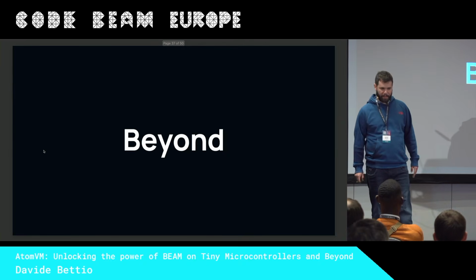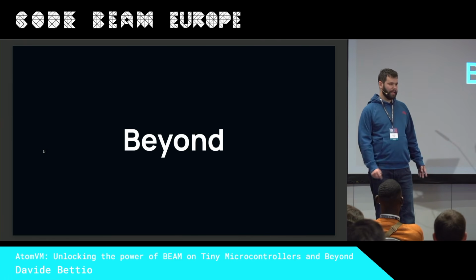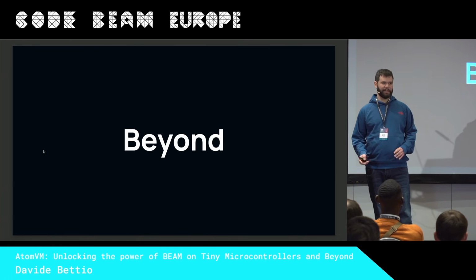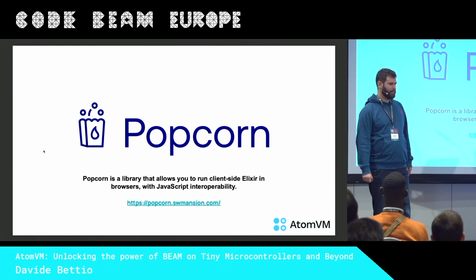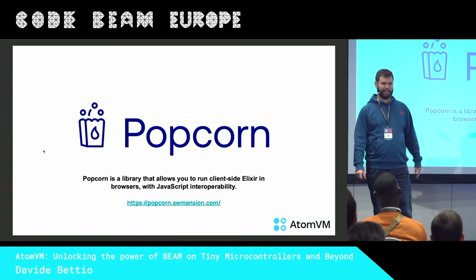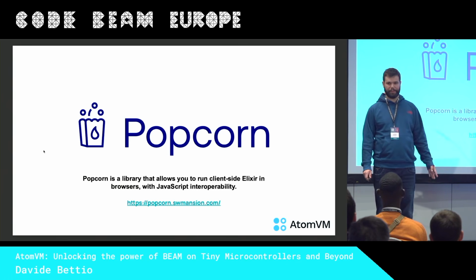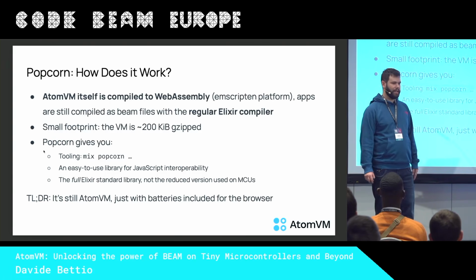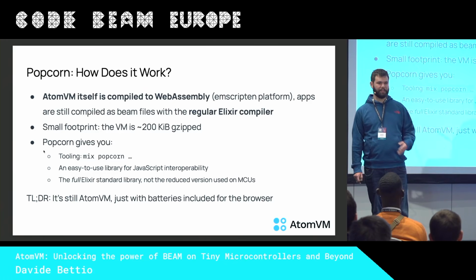And yeah, I've been talking, as I mentioned before, about constrained environments. In a certain way, there is another kind of constrained environment, that is the browser. As you may know, Popcorn was presented in May. Popcorn is basically a library that allows you to bring your Elixir application to the browser. And the secret about this is that you actually have AtomVM compiled for WebAssembly that runs in the browser, because as I mentioned, the browser is a kind of constrained environment.